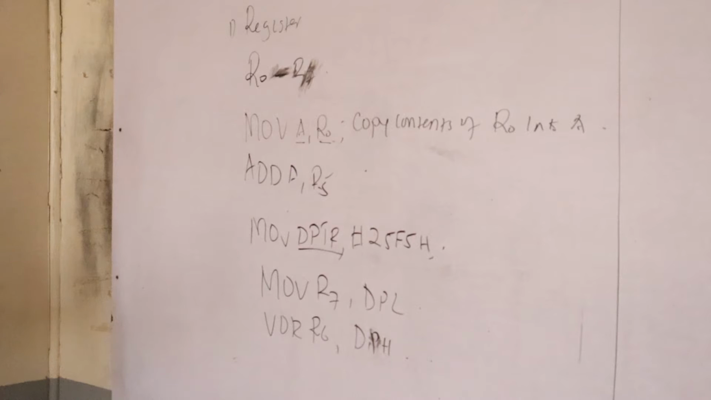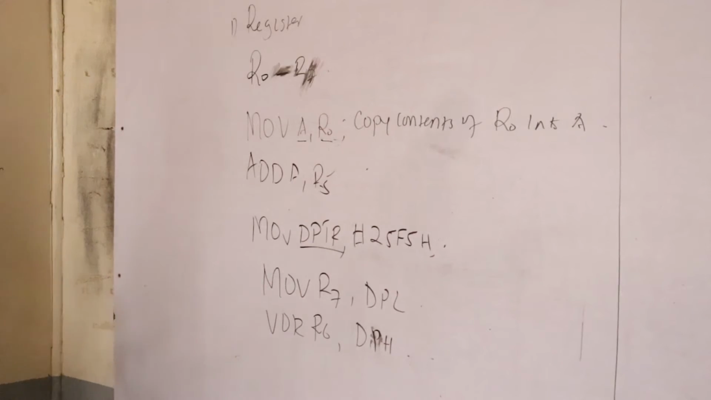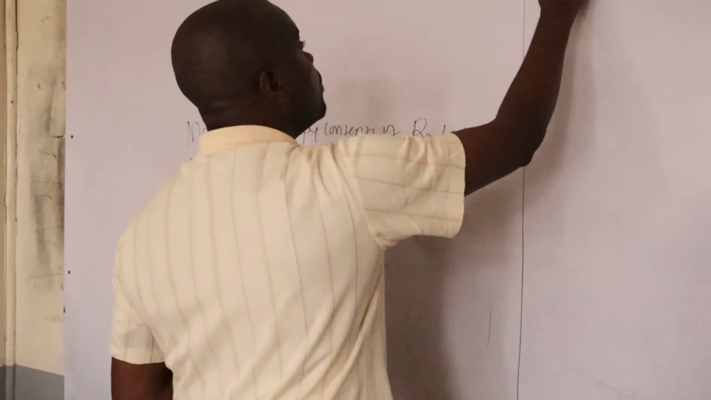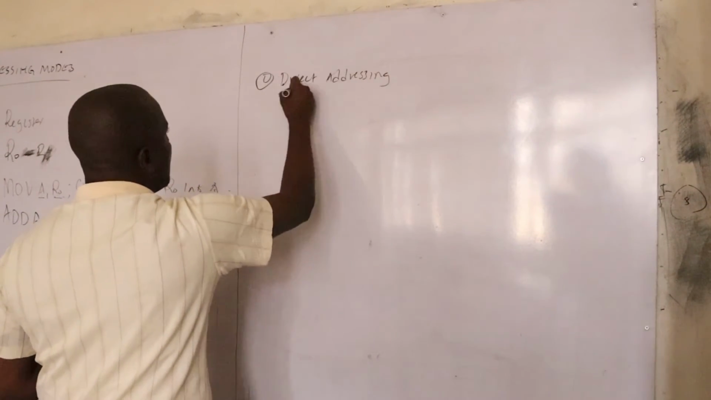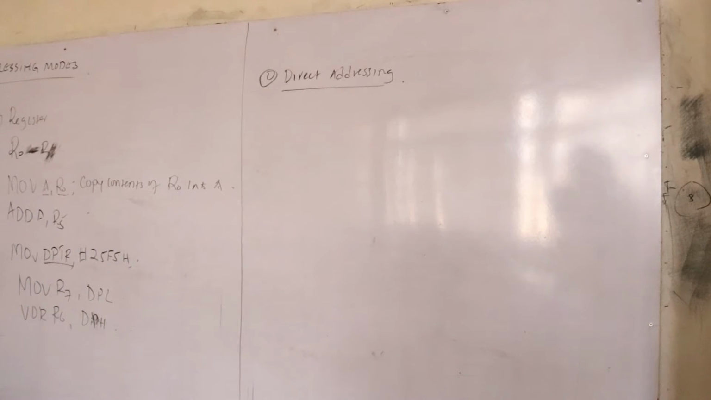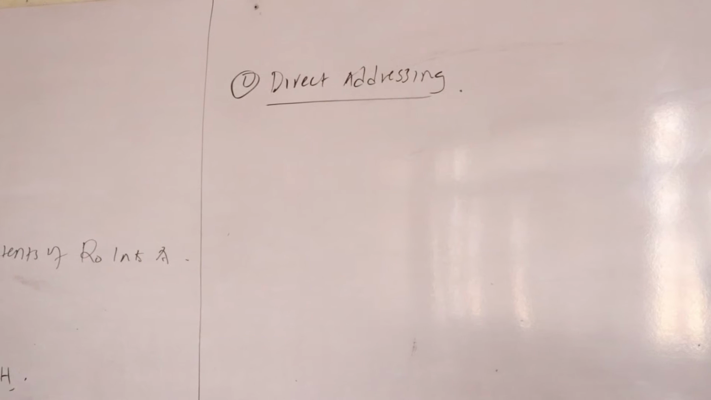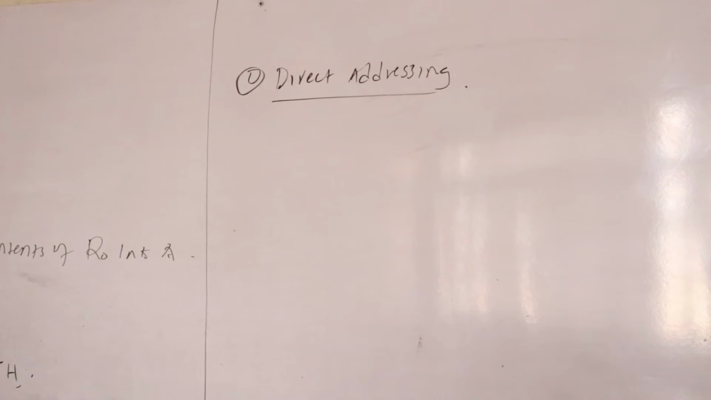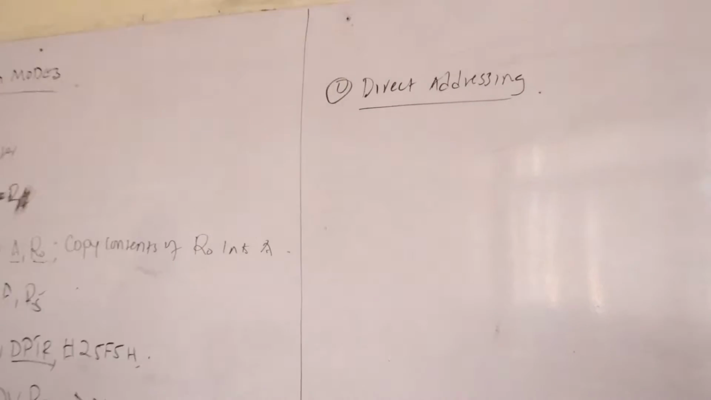The second one that we can talk about is direct addressing. When you talk about direct addressing, from the earlier discussion we said that there are 128 bytes of RAM in the 8051. These are the memory locations where the data can be stored. So we can simply say that in direct addressing, we are talking about access of any memory location.